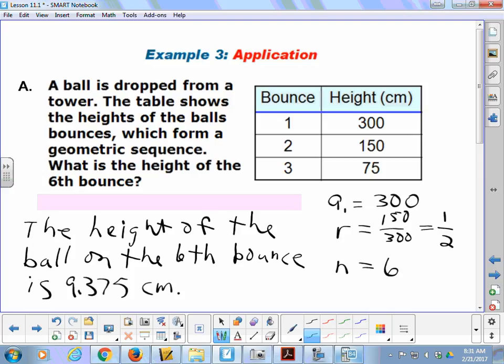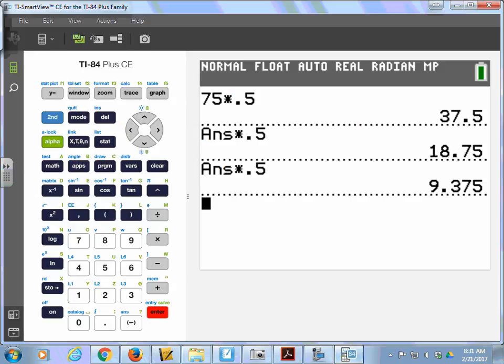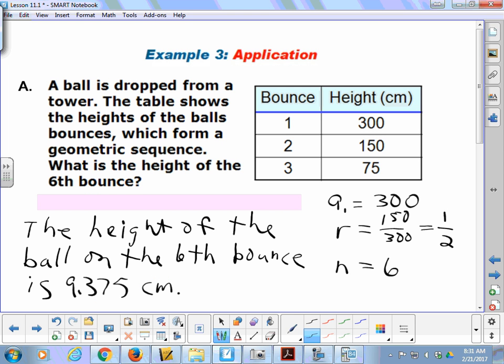All right, so you can do it right from the calculator, or if you want to use the formula, you can use the formula to do it also. So 300 times 0.5, oops, didn't use parentheses, raised to the fifth power. Okay. All right.